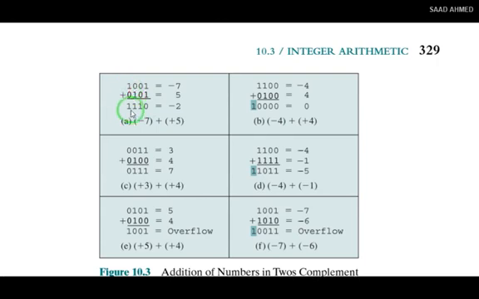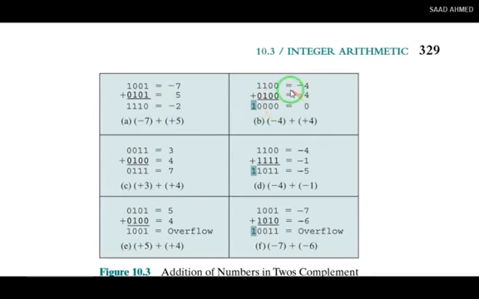So we have 1110, and if you look at it in terms of a signed number, you can see that the MSB is 1, which means it's a negative number, and the remaining bits represent the magnitude, which comes out to be minus 2. So adding minus 7 plus 5 gives you minus 2, so it's correct.